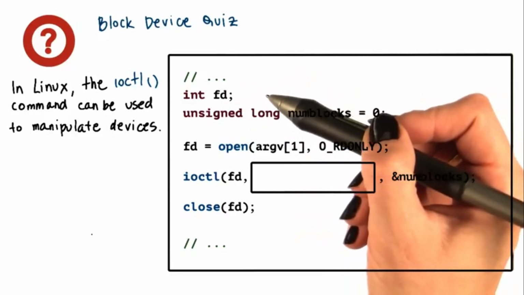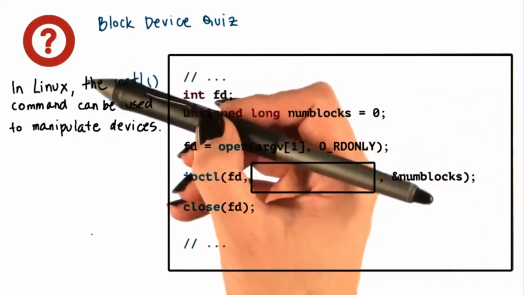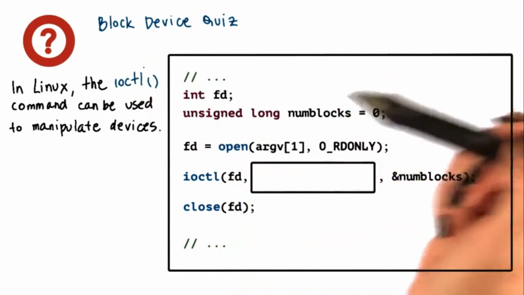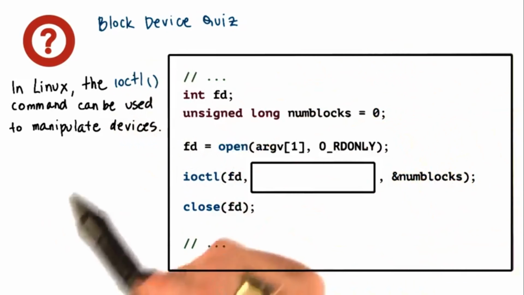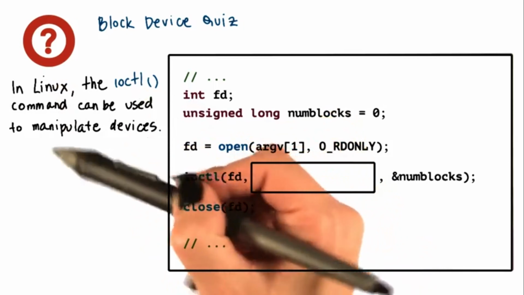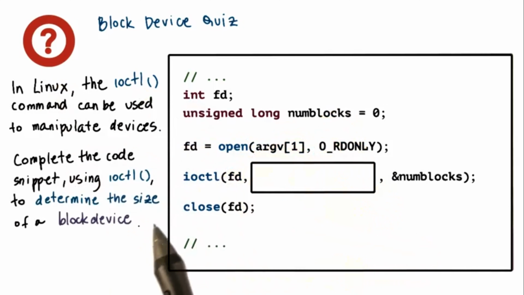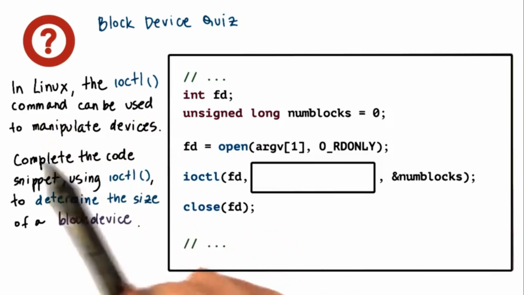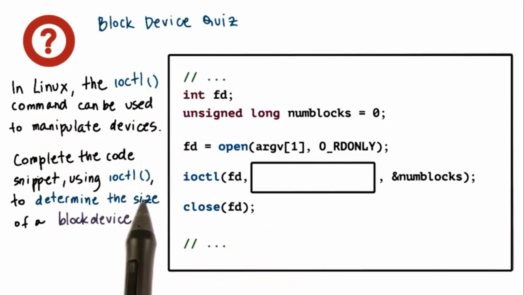As we mentioned in a previous morsel, system software can access devices directly, and in Linux, the command ioctl is used to directly access and manipulate devices. It stands for IO control, and this is essentially a way that the operating system can access the device's control registers. For this quiz, you need to do the following. Again, in Linux, the ioctl command can be used to manipulate devices. What you need to do is complete the code snippet using ioctl so as to determine the size of a block device.